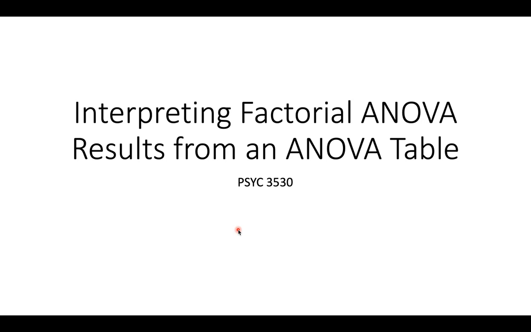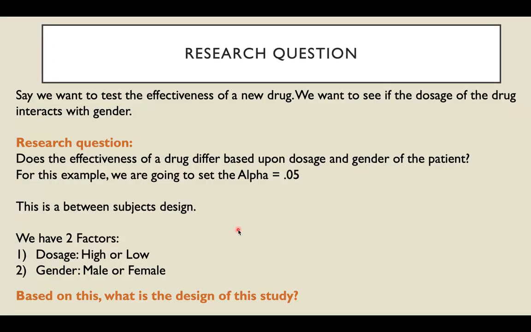This is our last section of Factorial ANOVA. And what we're going to be working on in this lecture is interpreting factorial ANOVAs and the results from an ANOVA table. So let's just dive right into an example.